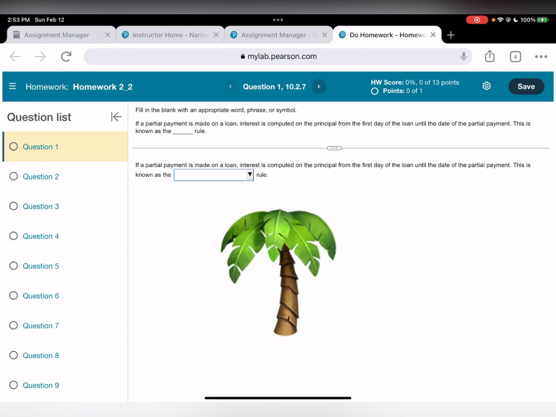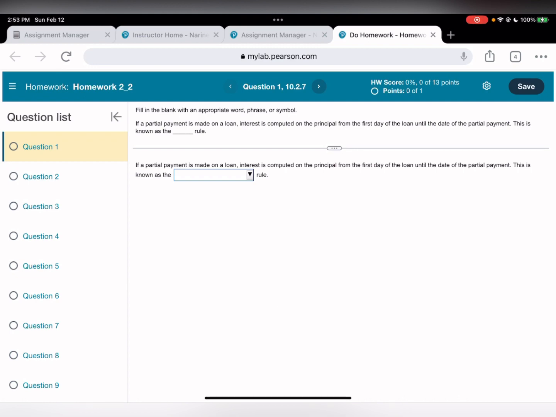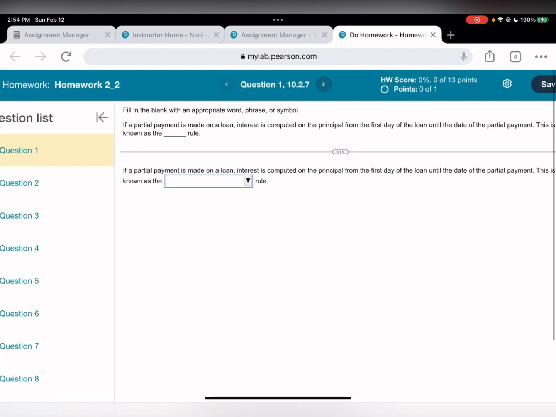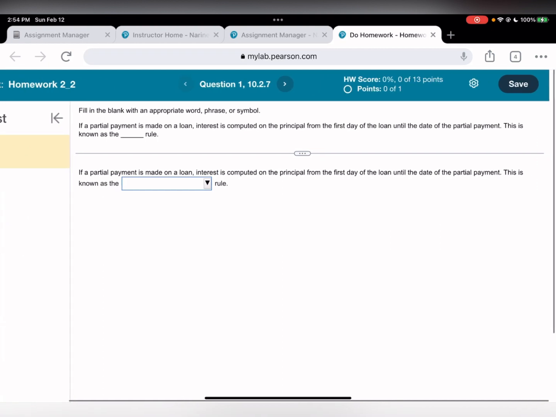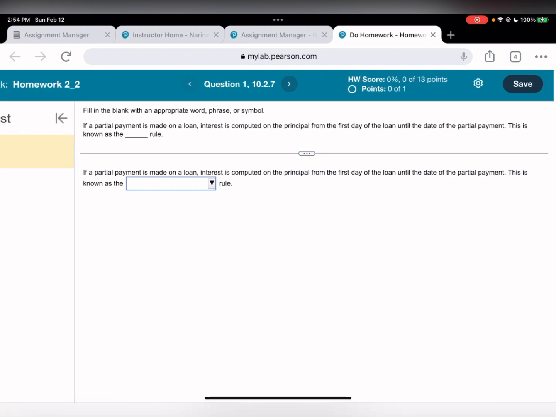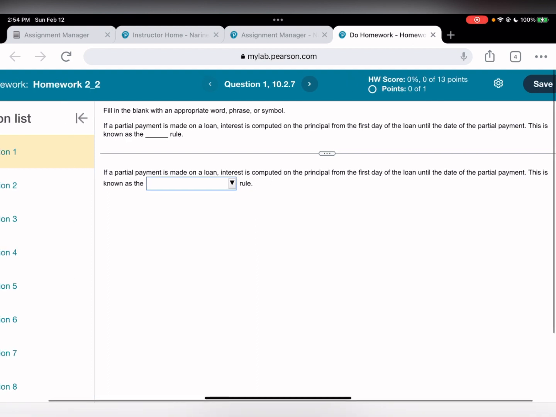Okay, we are doing homework 2-2. So question number 1. If a partial payment is made on a loan, interest is computed on the principal from the first day of the loan until the date of the partial payment. This is known as a United States rule.